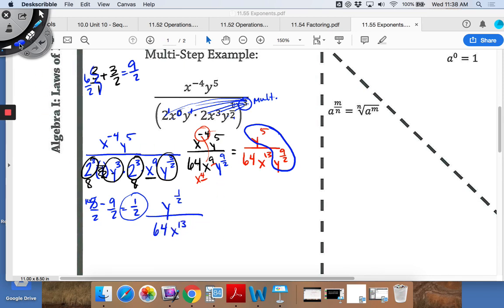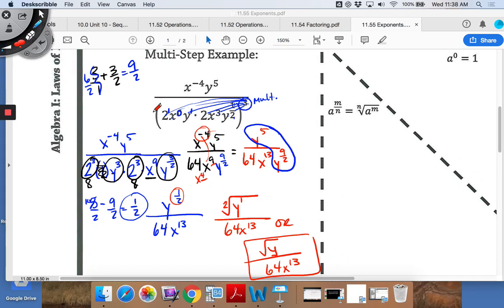So last thing we're going to do is deal with the fact that this has a 1/2. And so it would be y to the first power underneath a radical with an index of 2 over 64x to the 13. Or you could see that as the square root of y over 64x to the 13. So that was hugely long and had a lot of steps, but it basically covers every single rule of exponents. So that's just a real quick review of exponents.